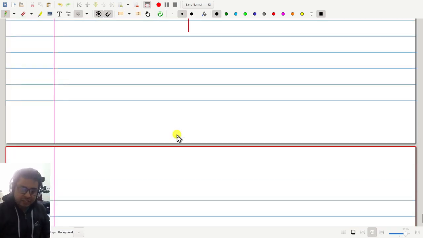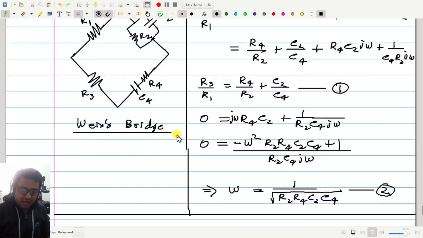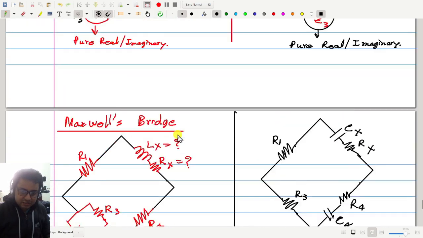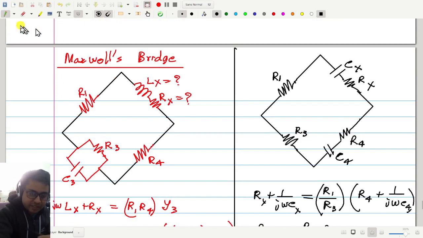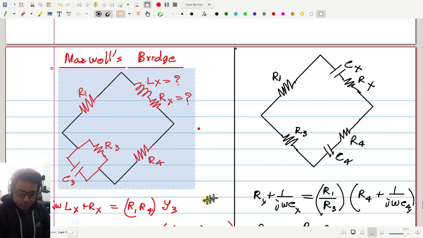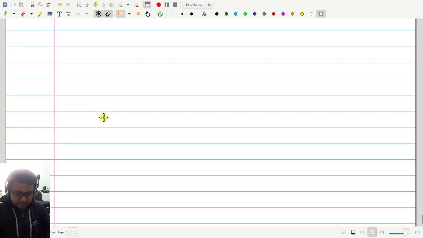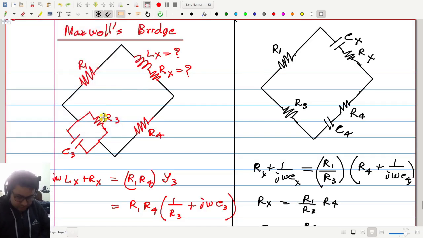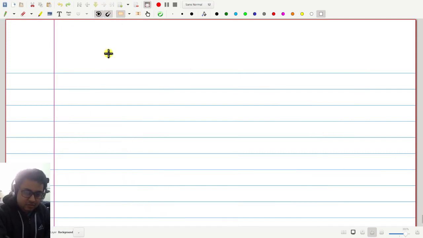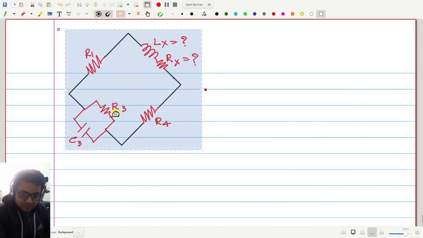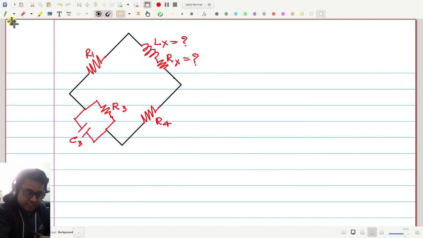So we studied Maxwell's bridge. Don't need to remember the name. Basically we studied this bridge where we can measure this unknown coil with a standard capacitor. This is a product bridge. Achha, now let us see a situation. The situation is like this.